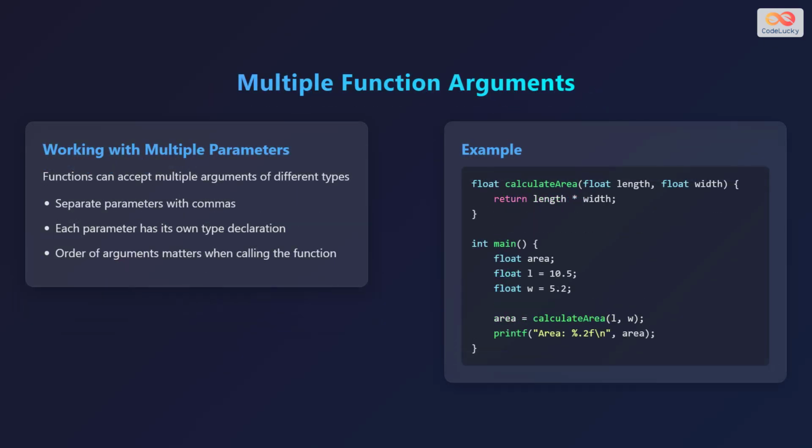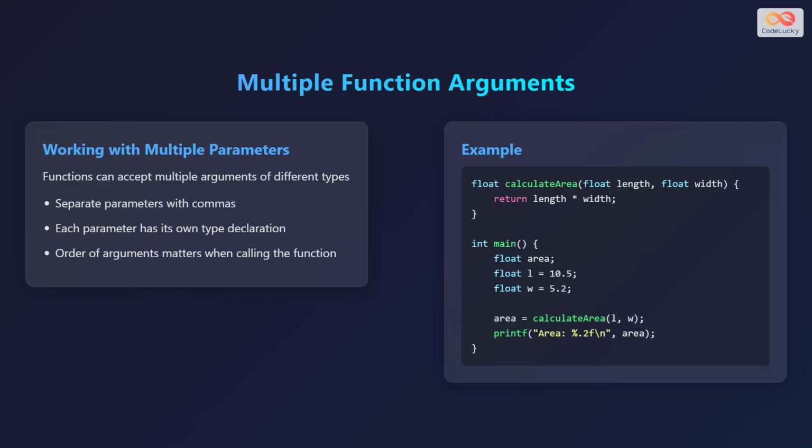Next, let's delve into functions with multiple arguments. Functions can accept multiple arguments of different types. When defining a function with multiple parameters, you separate each parameter with a comma, and each parameter has its own type declaration. When calling the function, the order of the arguments matters.